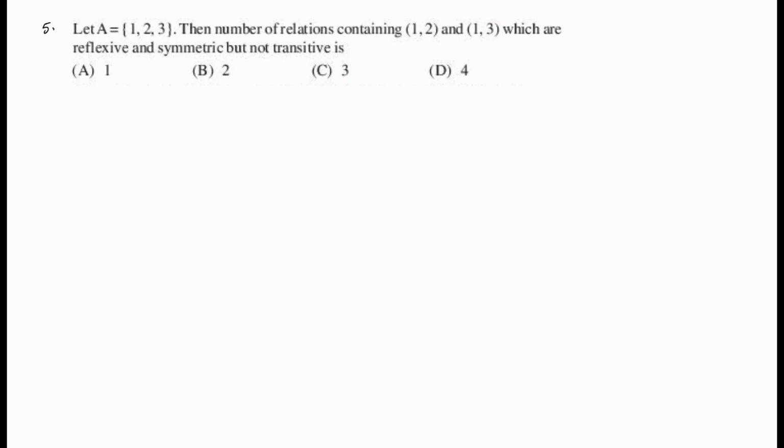Question number 5. Let A be {1, 2, 3}. Then number of relations containing (1, 2) and (1, 3) which are reflexive and symmetric but not transitive. Let us write the first relation. The question says (1, 2), (1, 3) should be included. And to make the relation reflexive, we have to add (1, 1), (2, 2), (3, 3). Now it should be symmetric also. Let us write (2, 1) and (3, 1). And it should not be transitive.